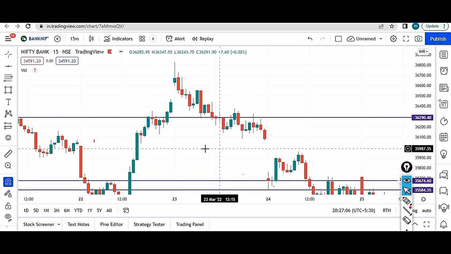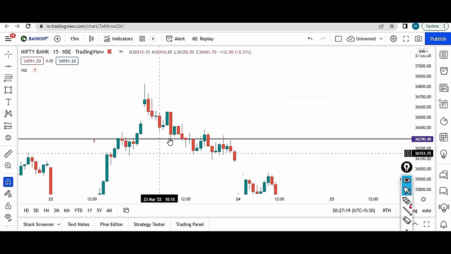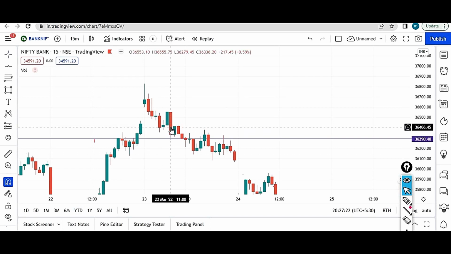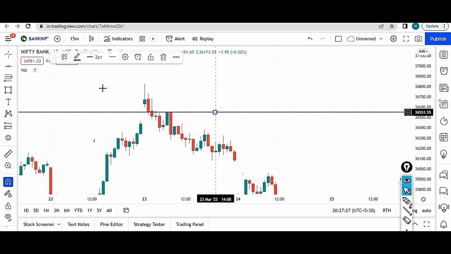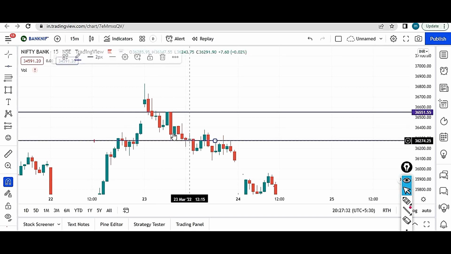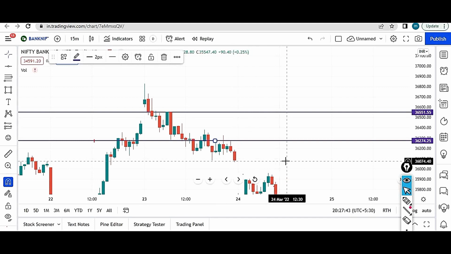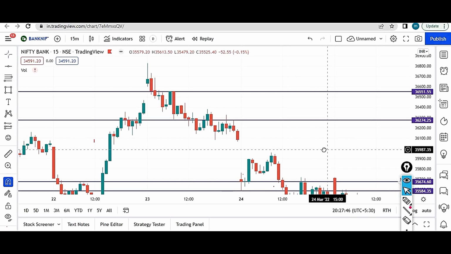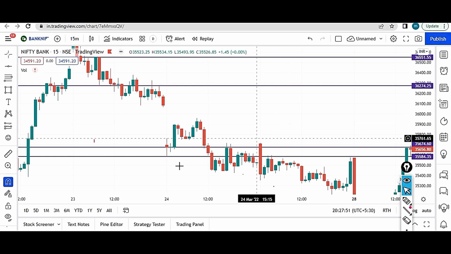Let's find out further inside bars. Here you can see on the 23rd of March around 11 o'clock it made one master candle here, and next an inside bar. This is the inside bar. Once this low is broken, it gave almost 274 to almost 200 points, which is a very good move, right? Wonderful move.